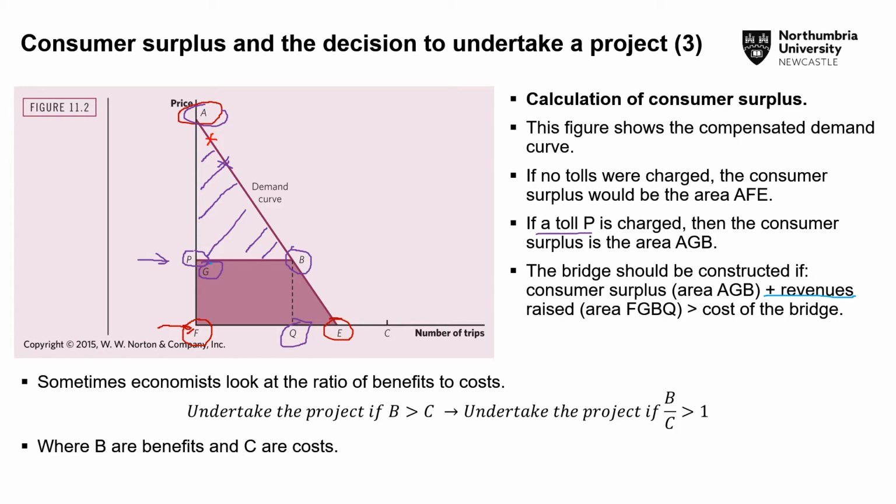And then it makes sense to build the bridge if the consumer surplus and revenues raised are greater than the cost of the bridge. So therefore, we build the bridge if the benefits, which are represented by the consumer surplus and the revenues, are greater than the costs. Restating that, if this ratio of benefits to costs is greater than 1, we then go ahead and build the bridge.